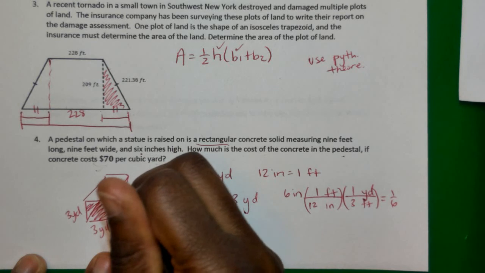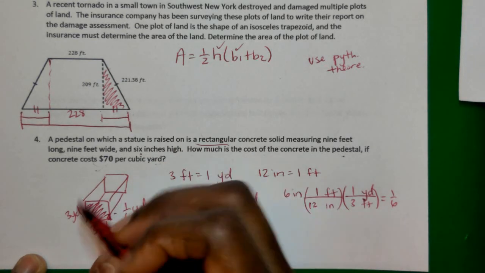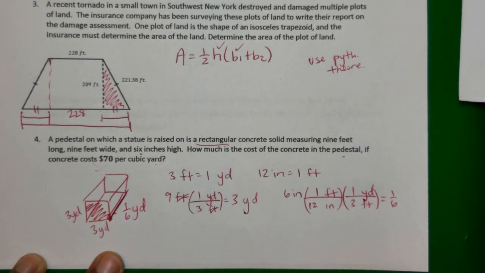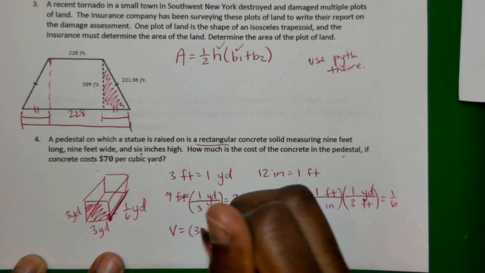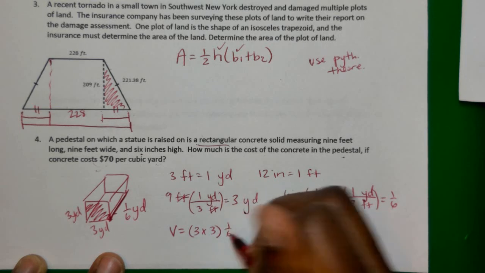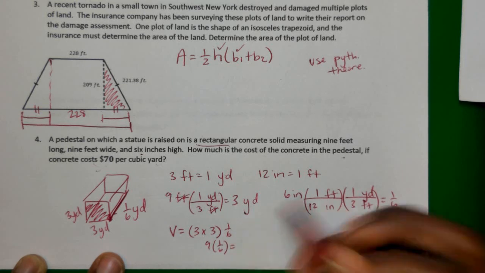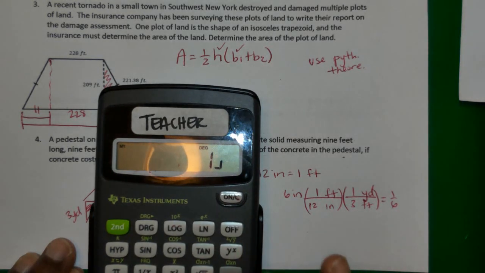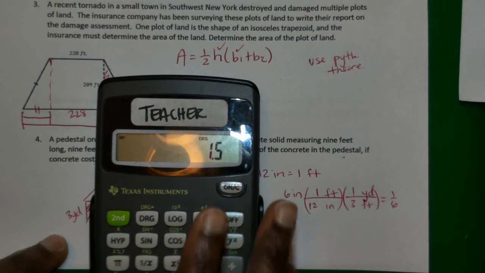So we do the volume of the base. Sorry, the area of the base times it by the height of the prism, and we get volume equals the area of the base is 3 times 3, and then timesing it by a 1/6 gives me 9 times the 1/6. So 9 times 1/6 is 1.5.